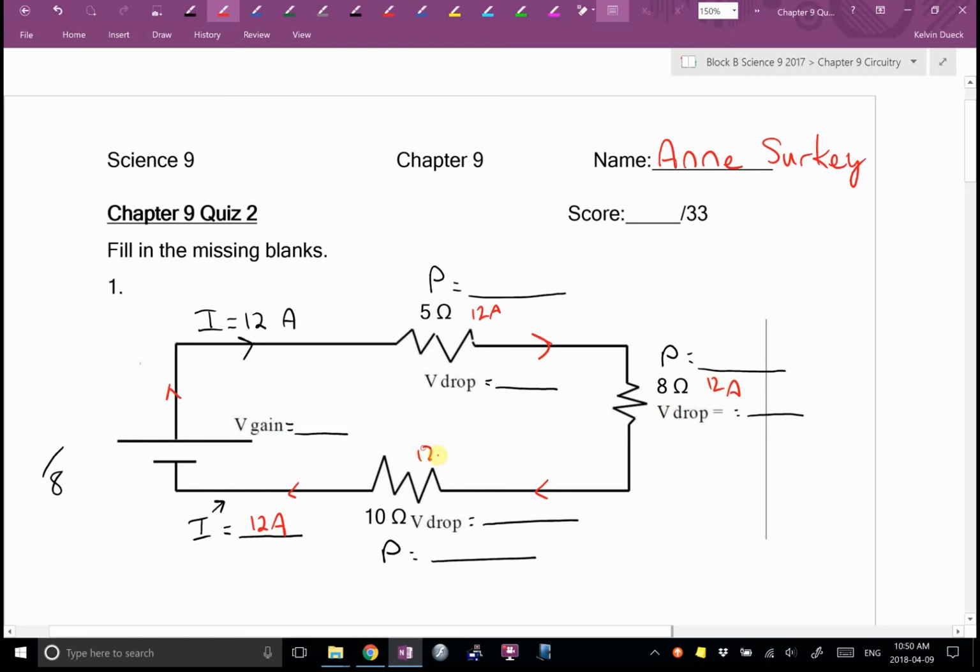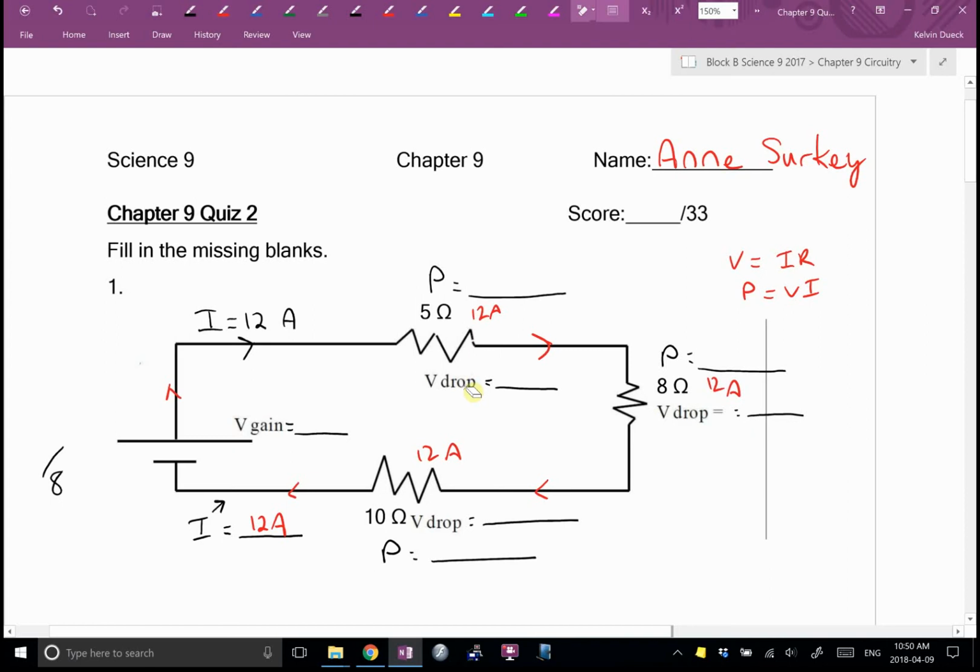I know there's 12 amps here, which means, do I know 2 things? Then I know 4 things. I can find everything that they need me to find then. And the equations I'm going to use are V equals I times R, R equals V over I, I equals V over R, and power equals V times I, all the different versions.